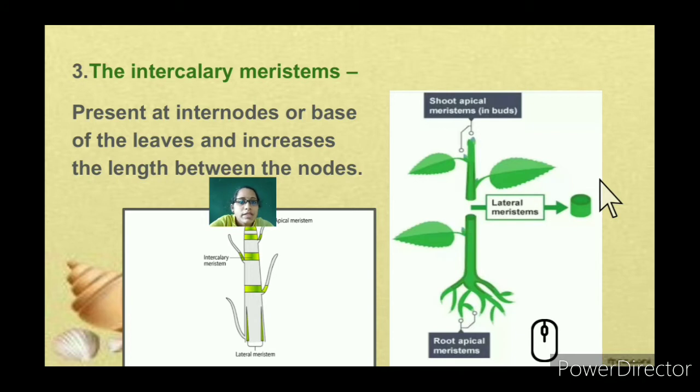Next comes the intercalary meristem. You can see that intercalary meristems are present at internodes. From the internodes you can see certain shoots sprouting up, and new leaves are formed, and it also increases the length of the shoot with respect to the nodes.